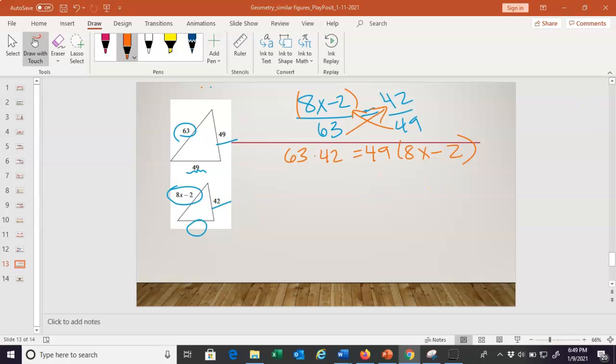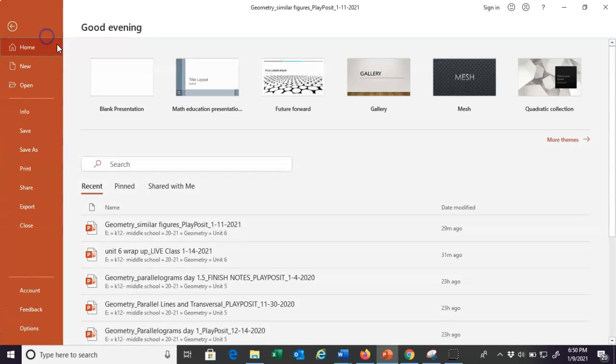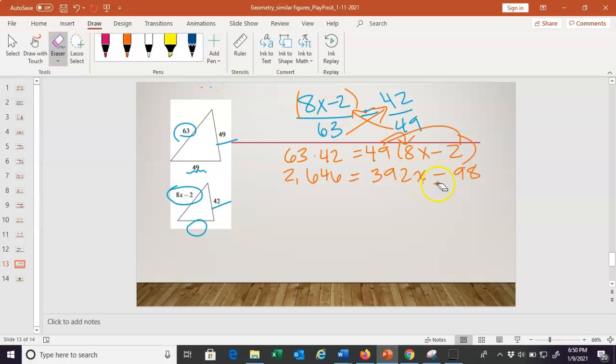Grab those calculators. These numbers are getting bigger. So if you have the tool you should use it. I mean, you don't have to. I got 2,646 on our left side, and then we'll distribute the 49. So 49 times 8 is 392, and 49 times 2, oops, is 98. Oh, what just happened? All right, let me erase this. There we go.